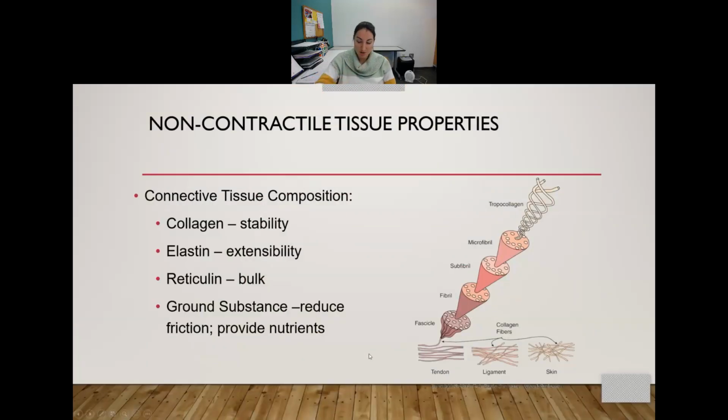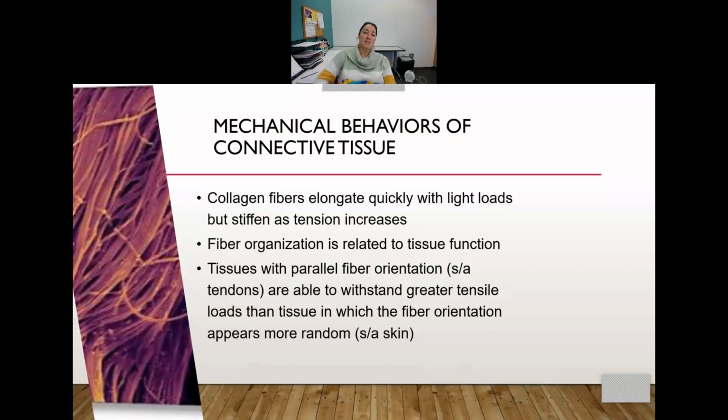All right, so here are some of the behaviors of these connective tissues, these non-contractile tissues. Collagen fibers can elongate quickly with light loads, but then when there is tension, they stiffen. This is what helps you create enough force to pull against tension without ripping your muscle or the tendon itself. So collagen is in the non-contractile tissue, the tendons and ligaments, and it moves when you put slight loads on it, but with increased pressure, resistance, or tension, it resists.